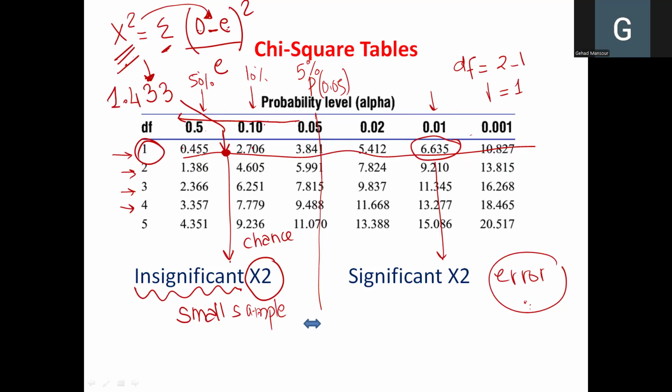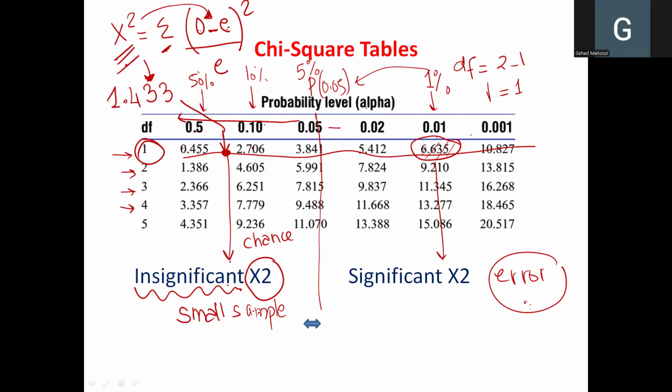So the smaller your x squared value, the more it would be located in the table to the left, and the more this indicates that your difference is insignificant and that it's only by chance. But if your difference was big, this means, for example, here, that your probability is 1%. 1% is bigger than 0.5%.